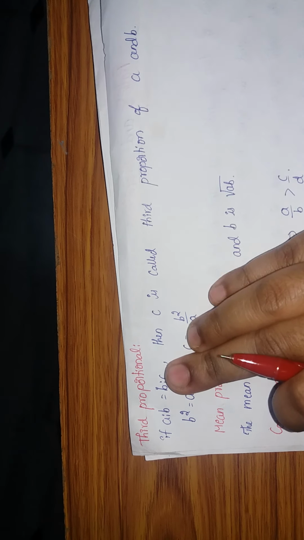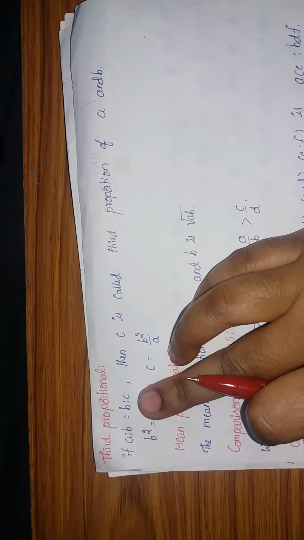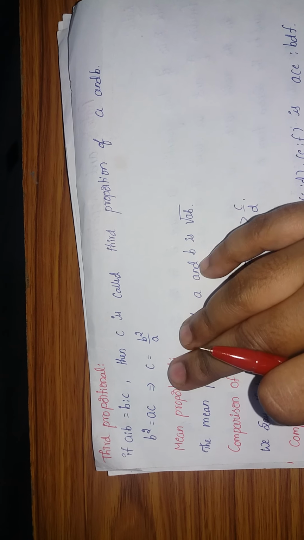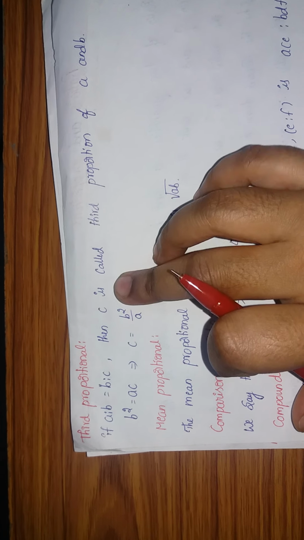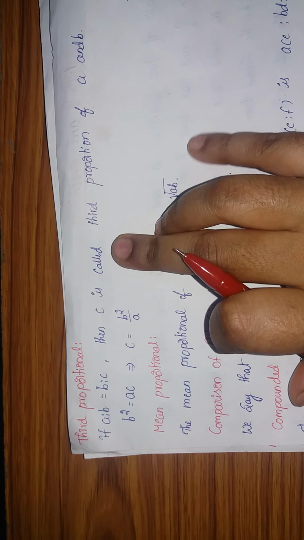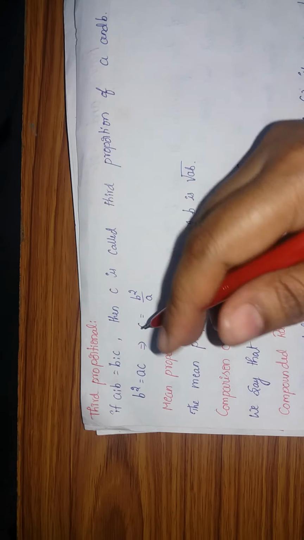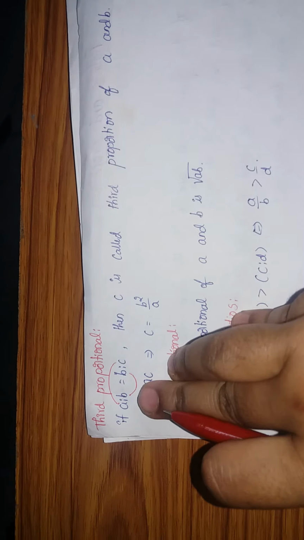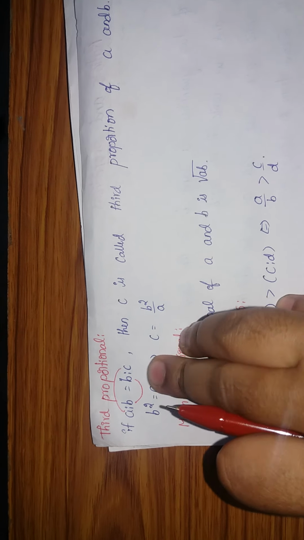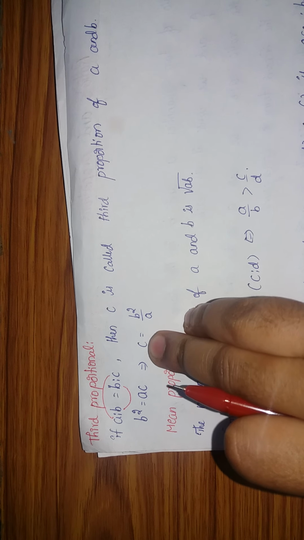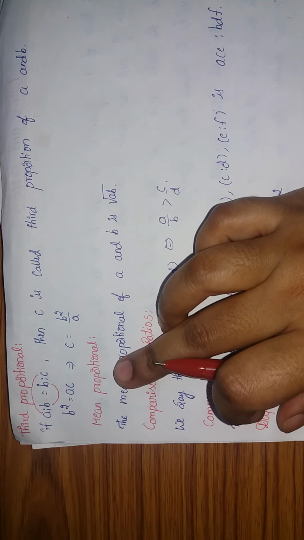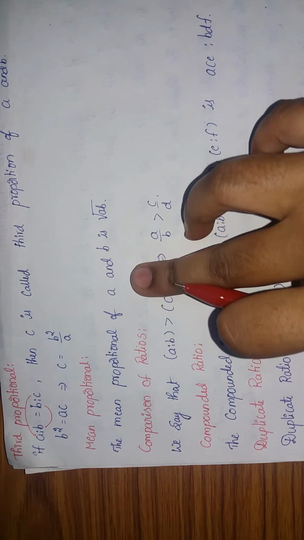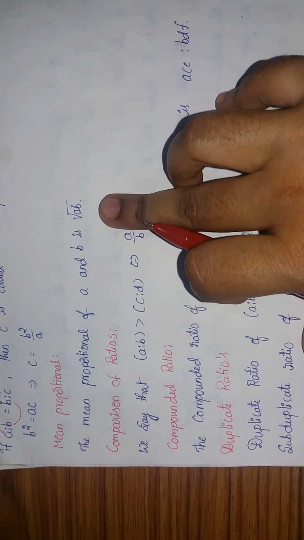Next important point is third proportional. What do you mean by third proportional? If A is to B is equal to B is to C. Here we have three terms A, B, C. Here C is called the third proportional of A and B. So by the same formula, product of extremes is equal to the product of means, we can get B square is equal to AC. By that, C is the third proportional. C can be written as C is equal to B square by A. Next, mean proportional. Mean proportional of A and B is square root of AB.